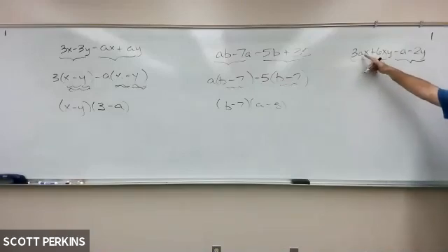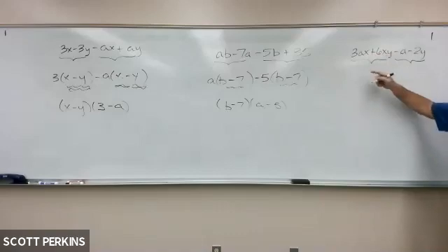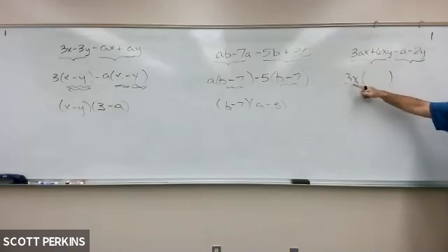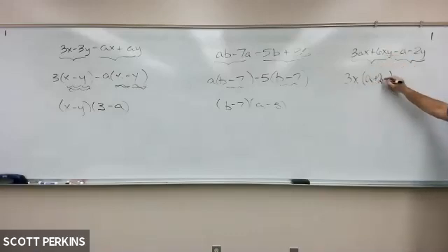So I've got 3ax plus 6xy. Between 3 and 6, I have 3 in common. Between ax and xy, there's an x in common. So when I start with 3ax and I factor out 3x, I'm left with a. When I start with 6, factor out 3, that leaves me 2. xy, factor out the x, I'm left with y.